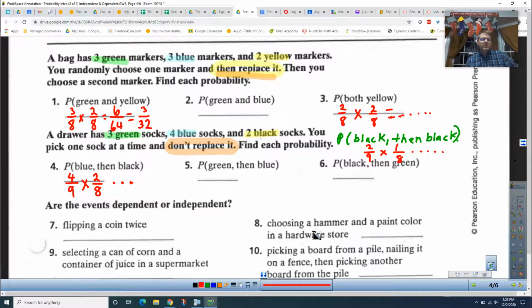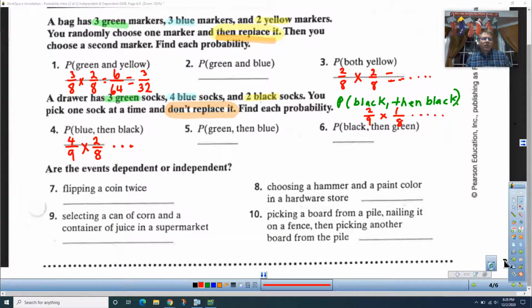Okay. We're going to switch gears here. Now, this one is just talking about, is it dependent or independent? So this is scenario independent or dependent. Okay, let's pull this up just a little bit. Well, flipping a coin will always be independent. No matter how many times you do it, it's independent every time. So the next one here is selecting a can of corn and a container of juice at a supermarket.